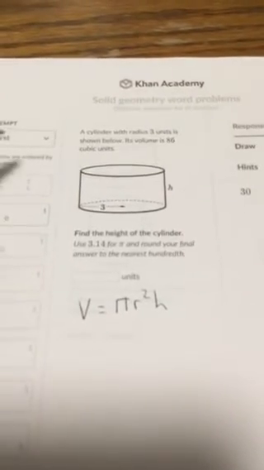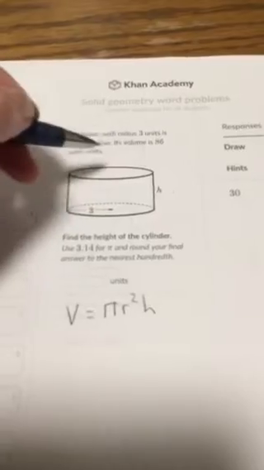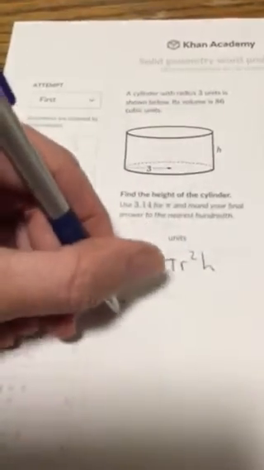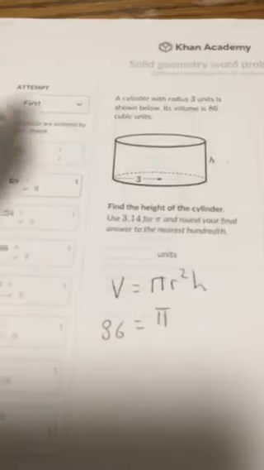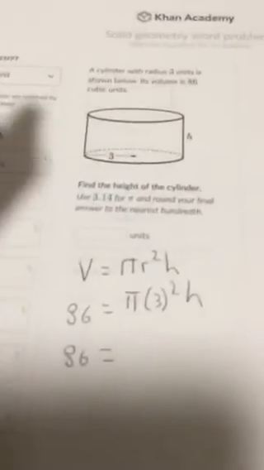Now all you have to do is use your given information to find what h is. So far we're given the fact that the volume is 86 cubic units. So I'm going to write 86, and that equals pi times r squared h. And we know what r is. It's 3. So we have 3 squared h. That means 86 equals pi times 3 squared times h, which is 9 pi h, and we isolate the h.